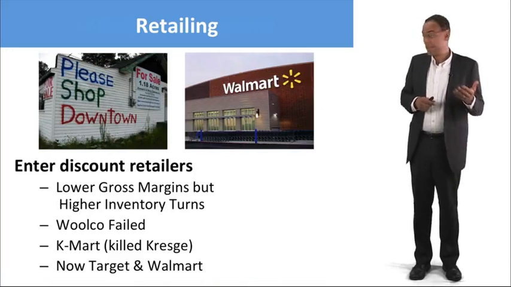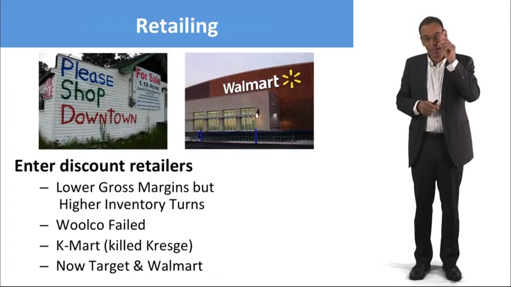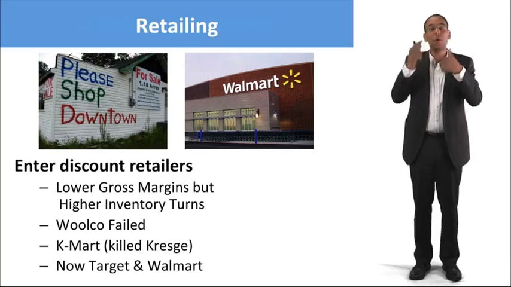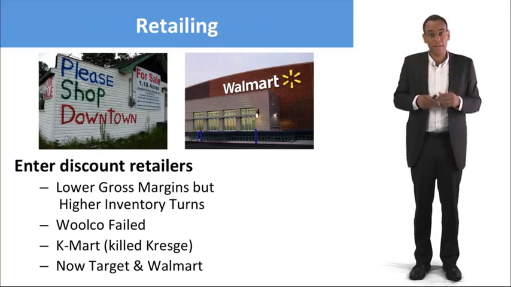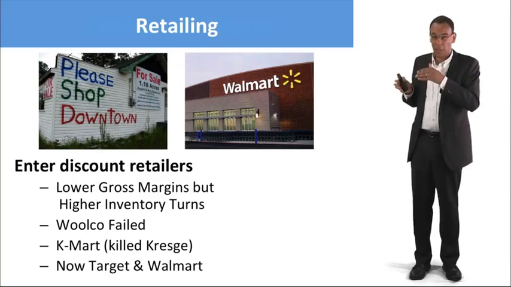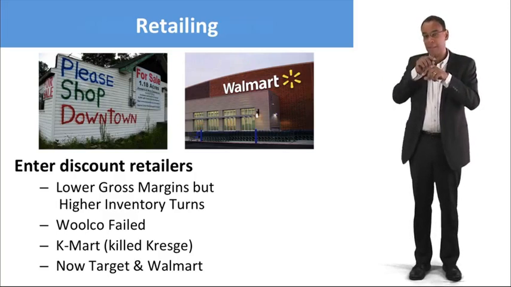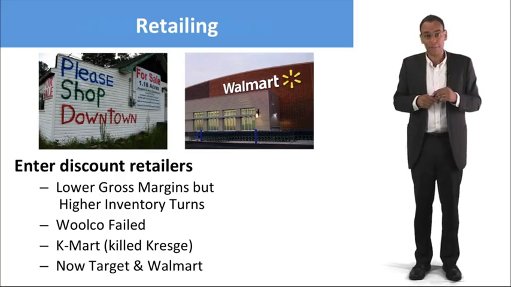Then what happened? Well, these discount retailers came in. They had lower gross margins, so they made less money on each item, but they sold so many of them that they made up the difference. So some of these companies, Woolworth tried this company called Woolco, and that one failed. Kresge created Kmart, but Kmart ended up killing Kresge because it was a much more efficient way of doing it.